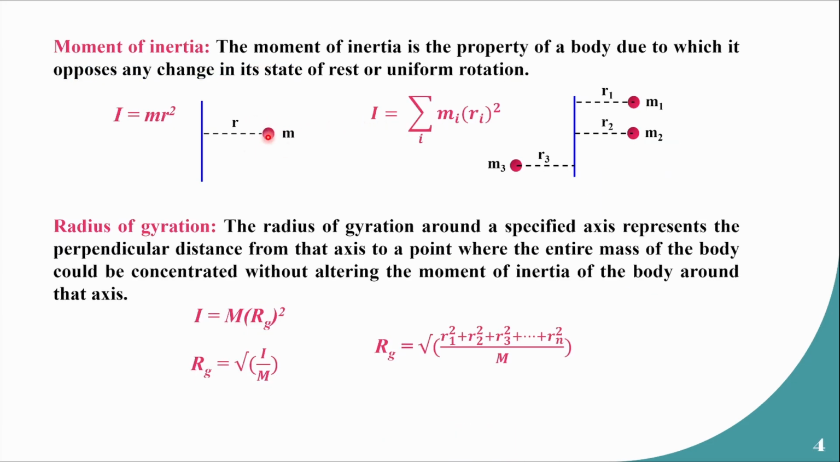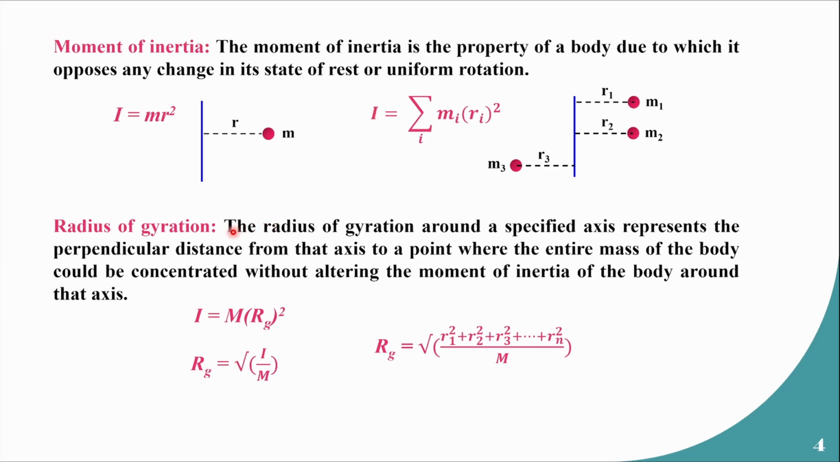Now, if we have a mass m here, which is at a distance r from a certain axis of rotation, then we could express the moment of inertia as I equals m r squared, right? For a single mass m at a distance r from an axis of rotation. If there are multiple masses at different distances from the axis of rotation, then we could use the formula summation of m_i r_i squared to calculate the moment of inertia.